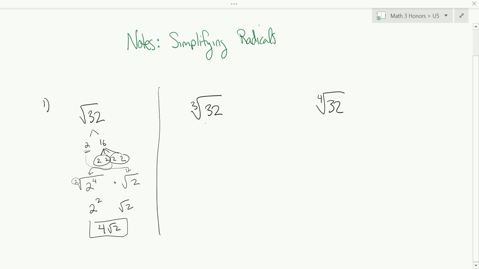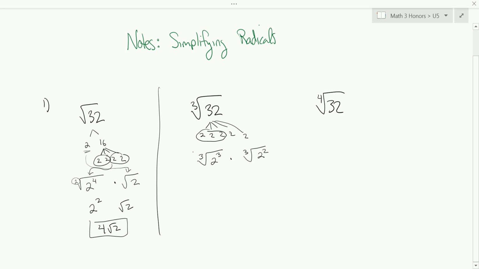Okay. So on the cube root of 32, well, we break down the 32, and again, we get 5 2's. But now we're looking for a perfect cube, not a perfect square. And to create a perfect cube, you multiply the same number by itself 3 times. So 2 times 2 times 2 would create a perfect cube, which is 8. And then I don't have enough to create another perfect cube. So I'm going to separate them. The first ones that I circled, I'll put underneath the cube root. So this is the cube root of 2 cubed times the cube root of what's left, 2 squared.